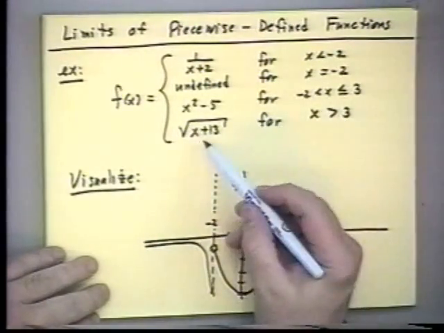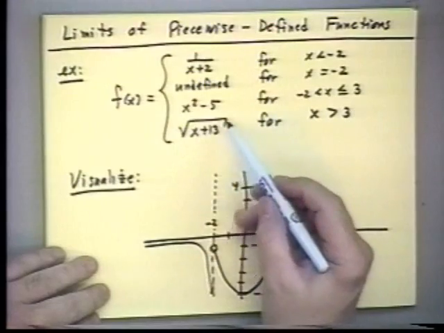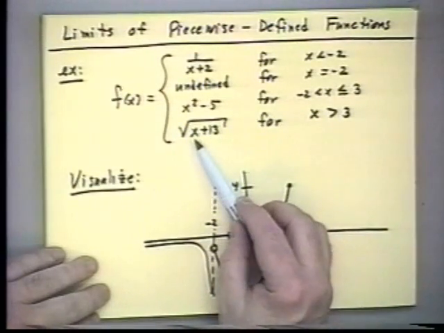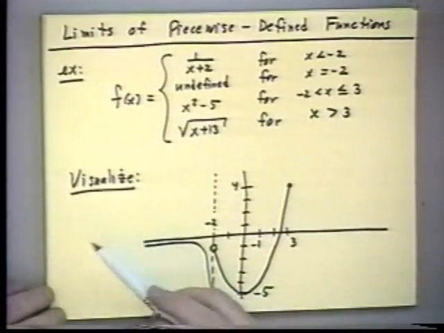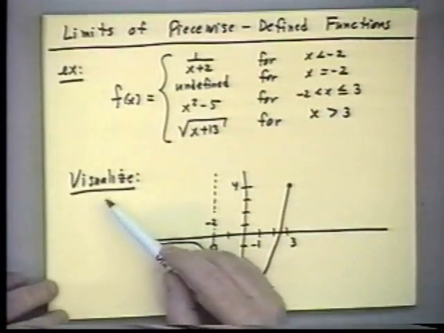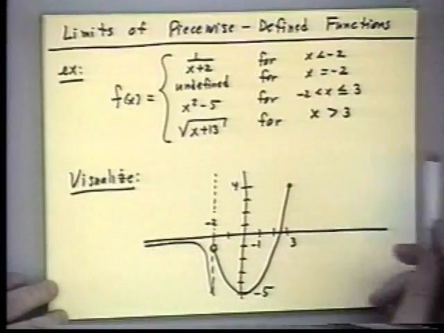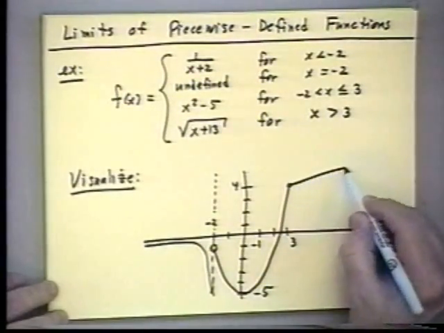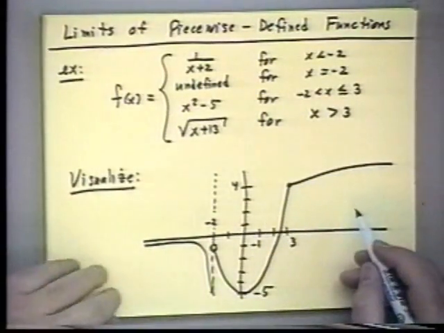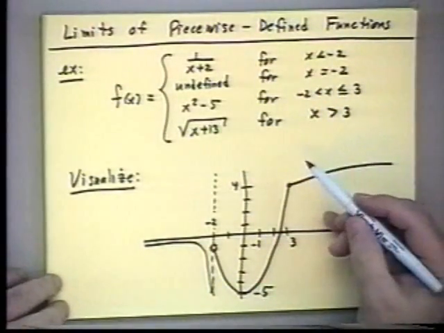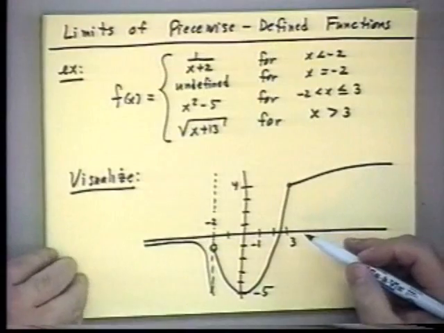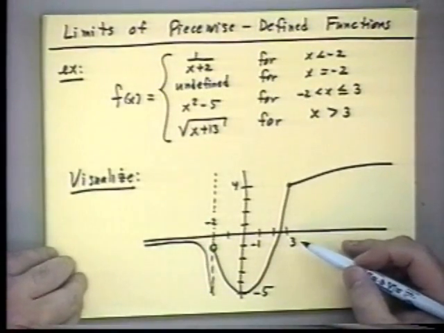Then for x greater than 3, the function is this square root function. Now if you look at this, you realize it's just the familiar square root of x function shifted left by 13, which means somewhere very far to the left, it just sweeps up like this. So that means the part that we have here will sweep something like that. So now we have a picture of this piecewise defined function. We'll come back to this, but this at least gives us a sense of what the picture looks like.